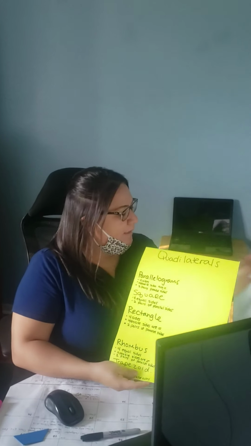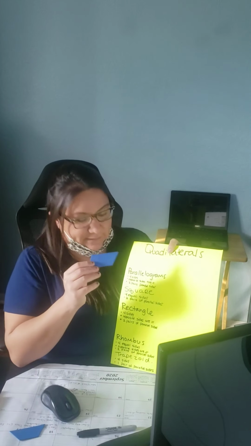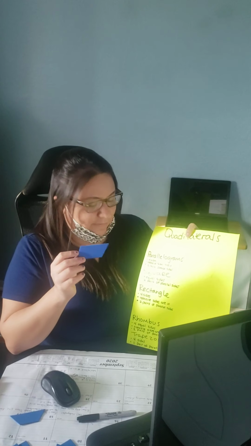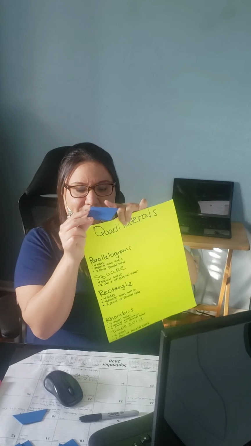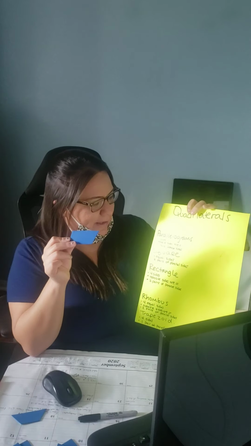So first thing we're going to go over are parallelograms. So a parallelogram is a quadrilateral. We've already discussed what parallelograms are, what they kind of look like. This is a parallelogram. It kind of looks like a rectangle but slanted, if that makes any sense to you. So a parallelogram has 4 sides, which makes it a quadrilateral. Opposite sides are equal. So these 2 sides are the same and these 2 sides are the same. And it has 2 pairs of parallel sides.